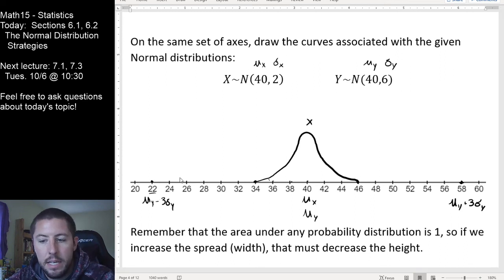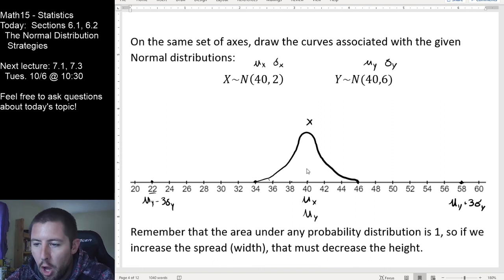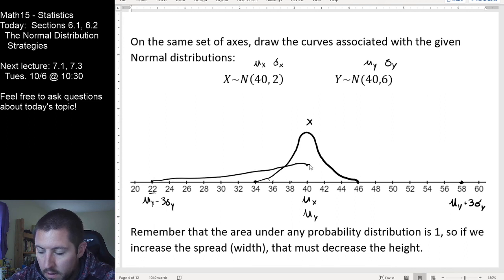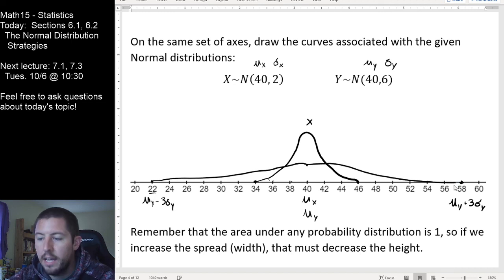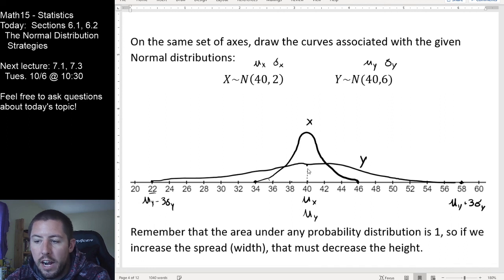But the point to me is this. Since our data are so much more spread out, I'm expecting a very low peak, right? Because our area has to be stuck at 1 right here. So I don't know, that's just my estimate right there. But I'm going to try and draw. Okay, not very bell-shaped, but still, that's maybe my y parameter right there. So the point is, it's very spread out because we have a much larger standard deviation. But these were both centered right at 40. They both had the same average of 40.